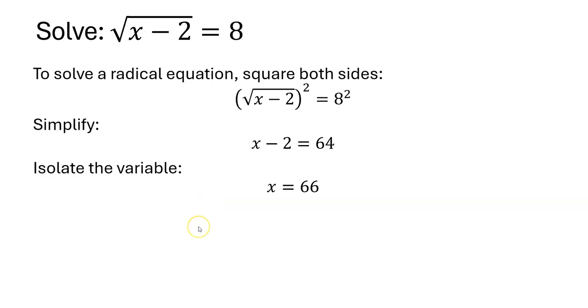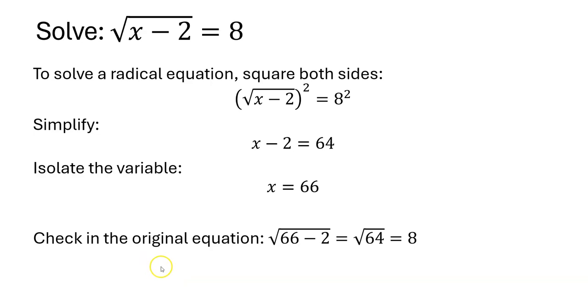Whenever solving equations, we always want to check our answer. So we substitute 66 into the original equation for x. 66 minus 2 is 64, and then the square root of 64 is indeed 8.